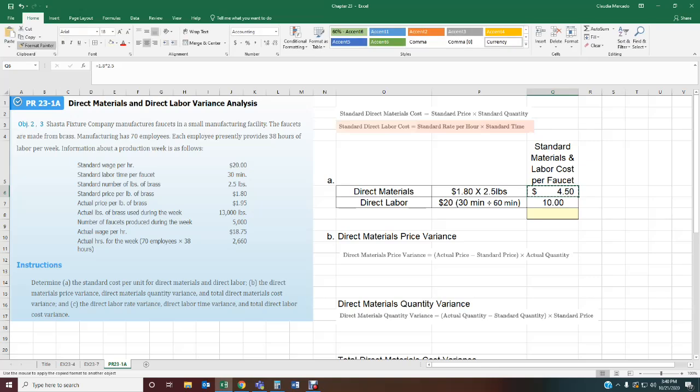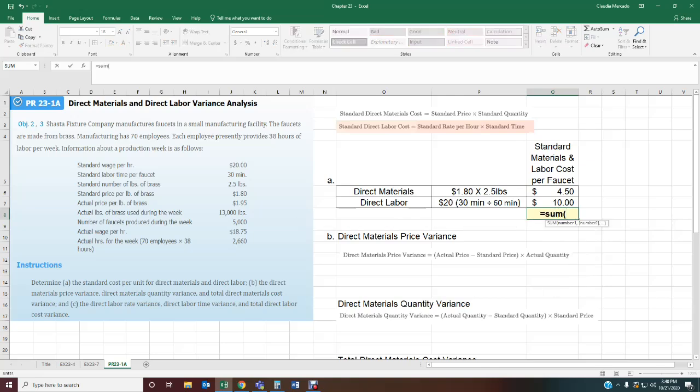Let me just format this, okay? So now I know what I'm going to spend on materials and labor. This is my standard material and labor cost. I'm going to spend $4.50 in materials and $10 in labor to manufacture one faucet. This is my standard cost, so I add those two together. My standard cost in materials and labor is $14.50 per faucet. That is requirement 1.